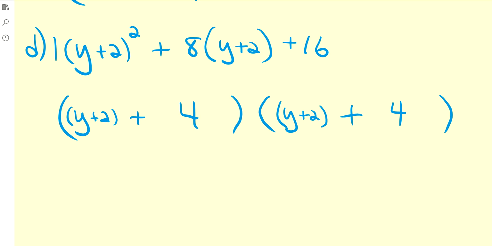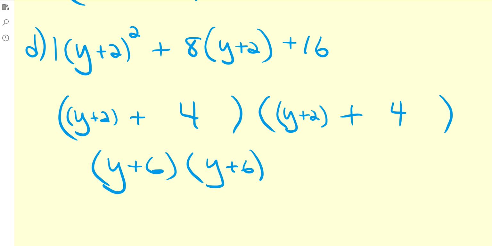Lastly, because I have this binomial added to 4, I can combine my like terms in here. So this ends up being y plus 6. And the one on the right here is the same thing, y plus 6. Or I could write it up as how? Y plus 6 to the second power. Either way, I could write this up as y plus 6 raised to the second power. And I'm done with letter D there.